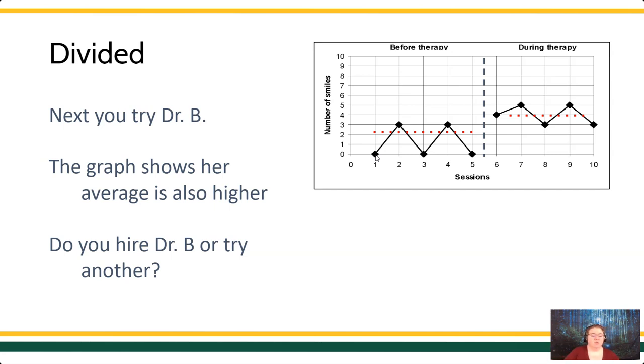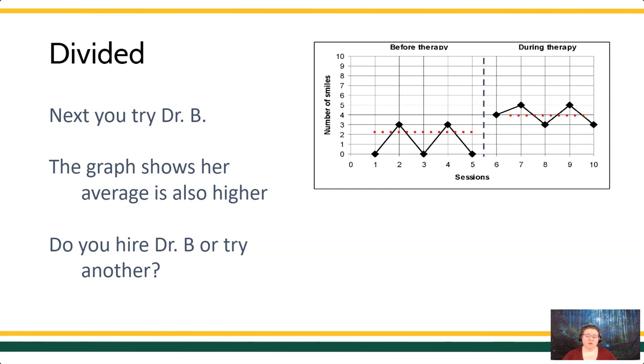And then during treatment, we kind of bump up a little bit to 4 smiles, 5 smiles, 3 smiles, 5 smiles, 3 smiles. So on average, we have gone up. Arithmetically, we've gone up to about 1.5 smiles more in the therapy condition. But would you hire this doctor?